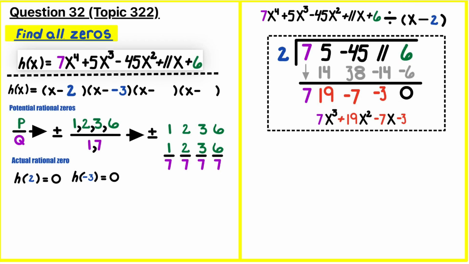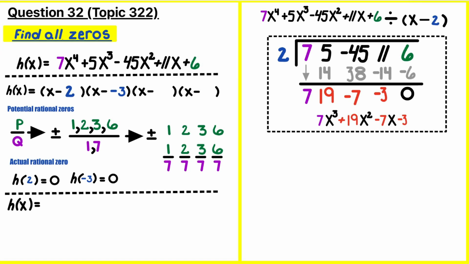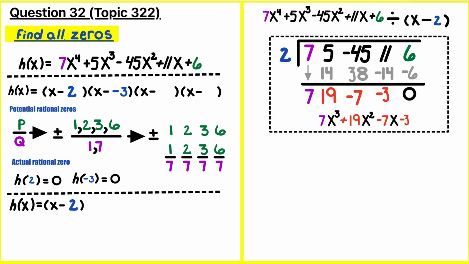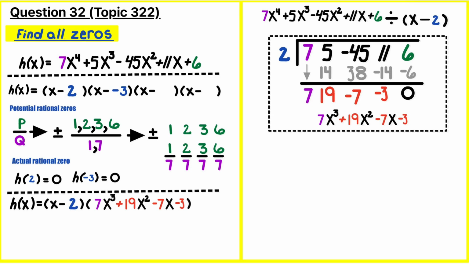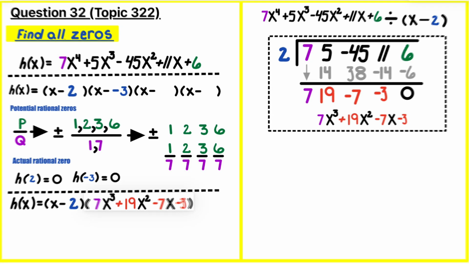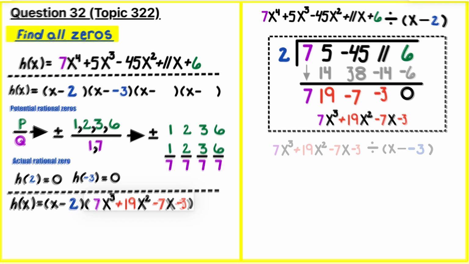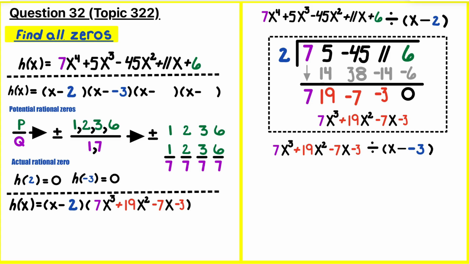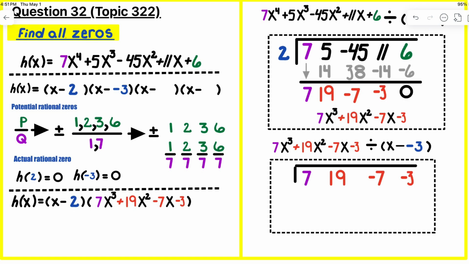Let's come back over to the left to make sure we understand what we've accomplished so far. That h of x, that 7x to the 4th power function, can now be written as x minus 2 multiplied by that cubic that we just found. Now let's divide the cubic by the other zero. So our other zero was -3. Dividing our cubic by x plus 3 technically. Okay, let's go ahead and move that -3 over.